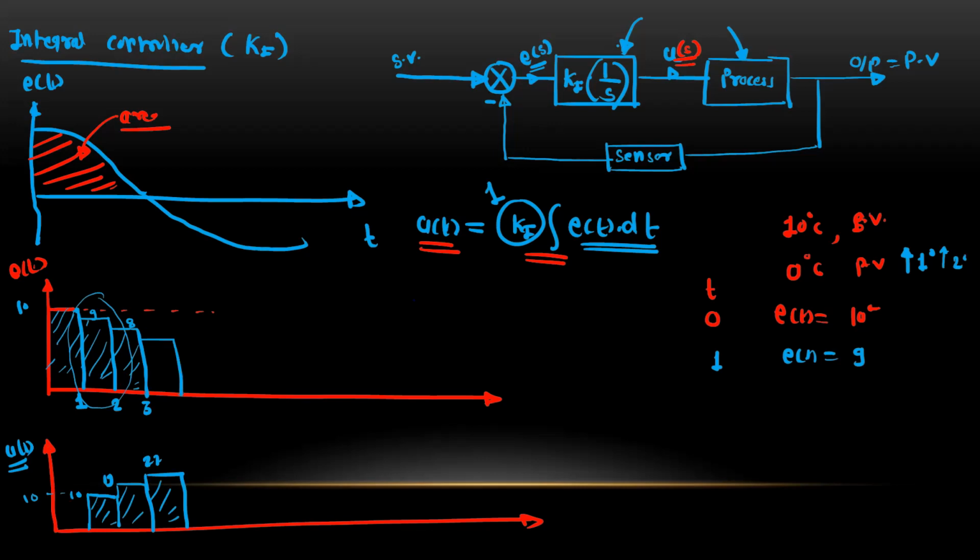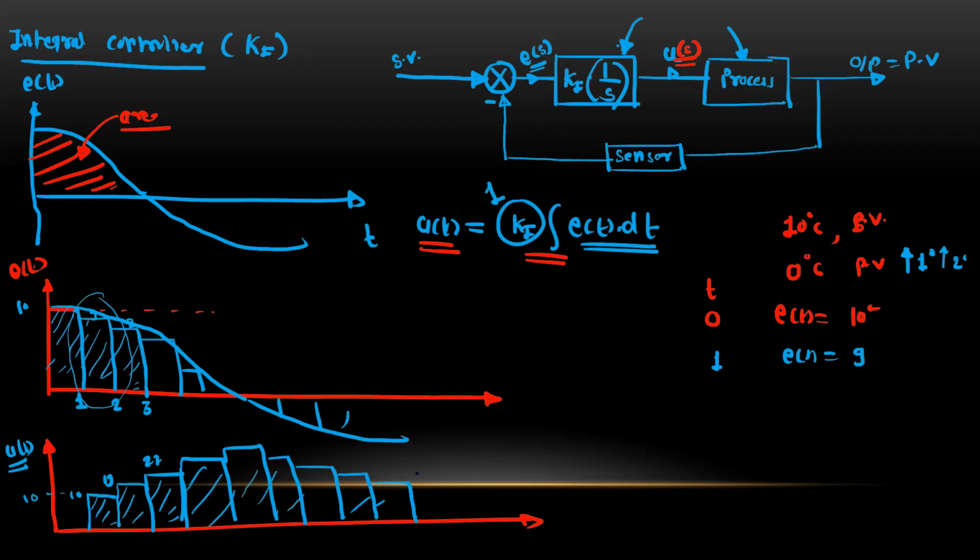Similarly, the integral action will integrate the error signal on the positive side, also on the negative side, and then it will generate the output signal. So we will get the output like this. So this is the controlled output. What is the effect of this output? Basically, this output generates the amount of current which is supplied to the heating coil.